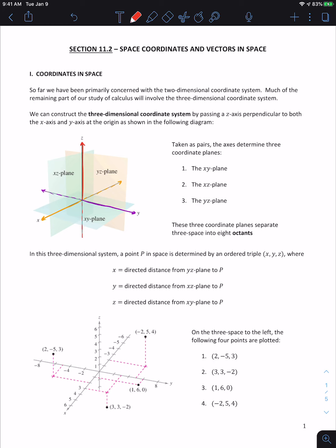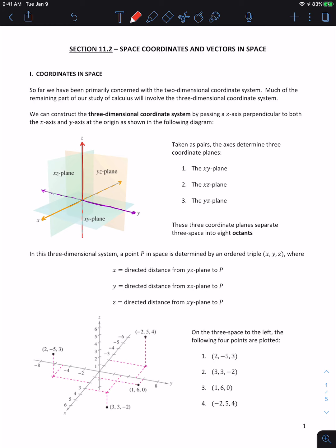Okay, so taken as pairs, the axes form three coordinate planes, right? The xy plane, which is the one that I highlighted before there, this would be like the xy plane. And now if we look at the xz plane, the xz plane is, again, the plane that's made by the x and z axis. So it's this vertical one here that slices down. And then the yz plane, again, the one made with the y and z axes. So this is this vertical one that slices down.